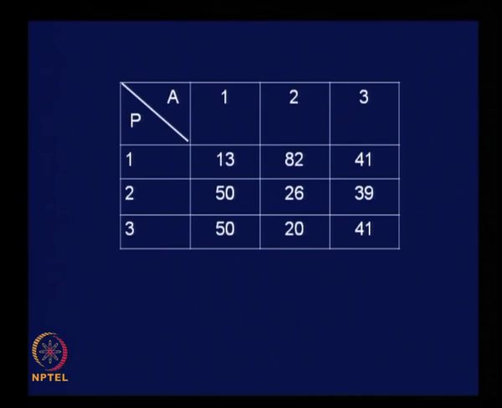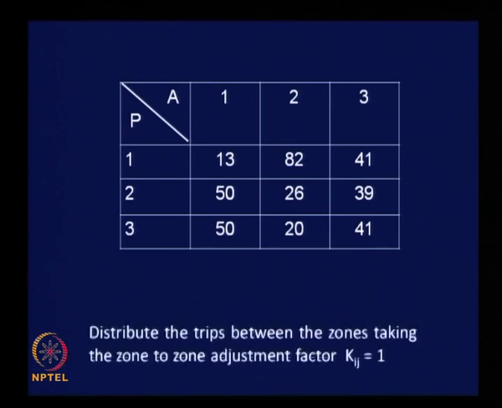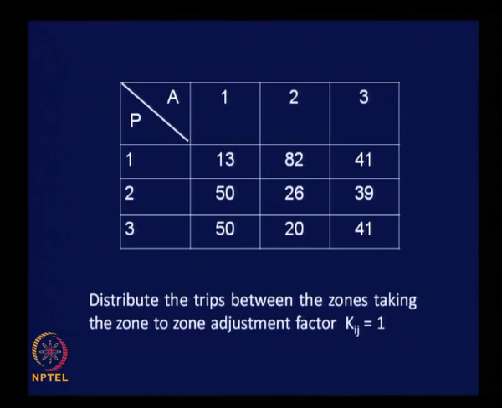As I told you, friction factor is specific to zonal pairs, so obviously it will be in the form of a matrix. This is what we need to do: distribute the trips between the zones, taking the zone to zone adjustment factor Kij to be equal to 1.